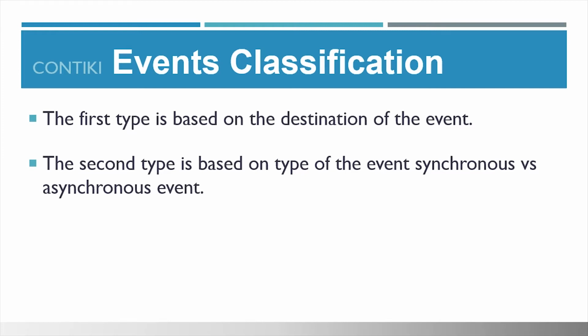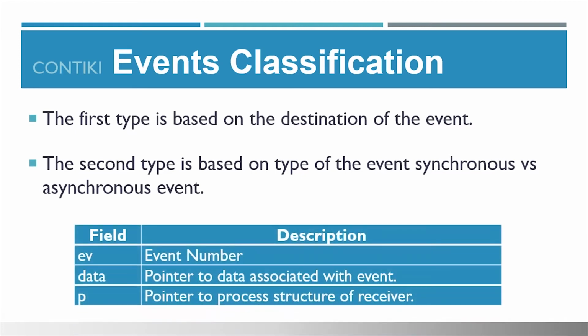Asynchronous events are queued in the kernel's event queue and delivered when the OS schedules that event to be delivered. For asynchronous events, the kernel must keep enough information so that it can later schedule a process to receive the event. Therefore, for each event in the event queue, 3 pieces of information are maintained as specified within the kernel's event data structure. These fields include the EV, which stands for the event number, the data, which is a pointer to the data associated with the event, and the field P, which is simply a pointer to the process structure receiver.